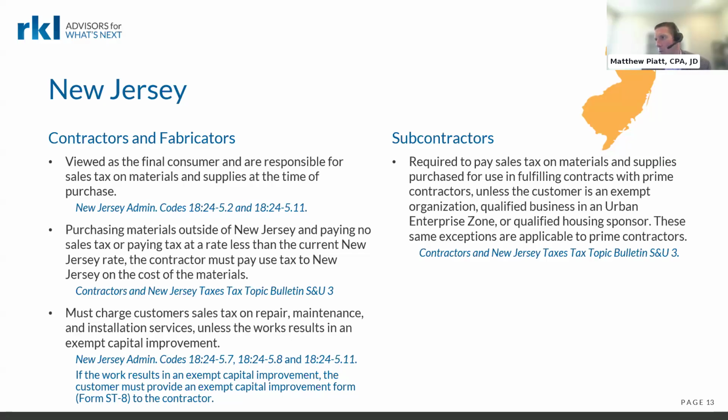Contractors must charge customers sales tax on repair, maintenance, and installation services unless the work results in an exempt capital improvement. So exempt capital improvement's another term we don't see as much in Pennsylvania sales tax law, but we do see it in New Jersey and a lot of other states. If the work results in an exempt capital improvement, the customer must provide an exempt capital improvement form, the Form ST8, to the contractor. This then allows the contractor not to charge sales tax on that.